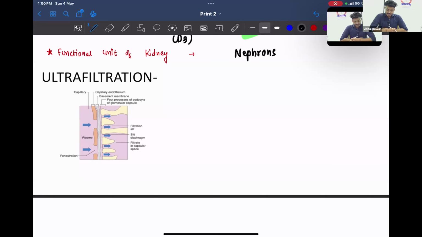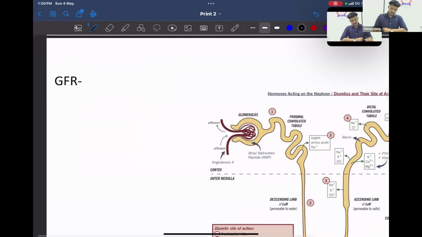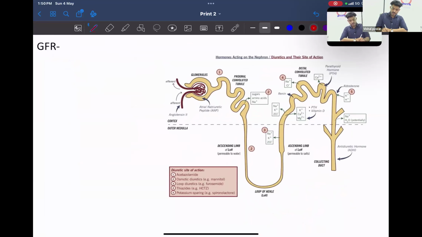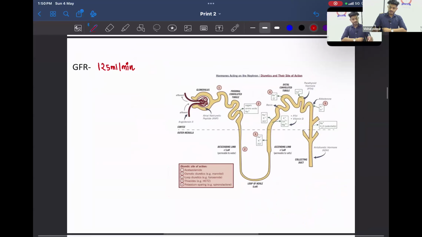So we are having this particular thing: GFR. What is GFR? Glomerular filtration rate. It is going to be 125 ml per minute. Let's try to understand this, how it is going to come out. I'll make a short story so that you can understand.